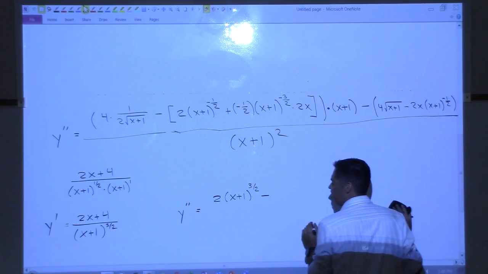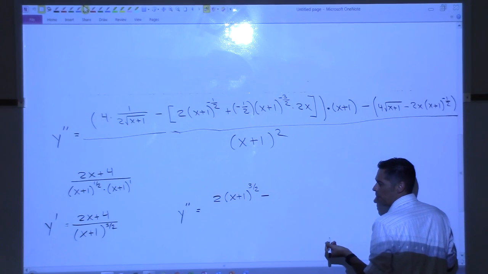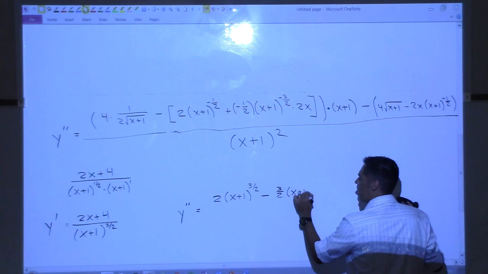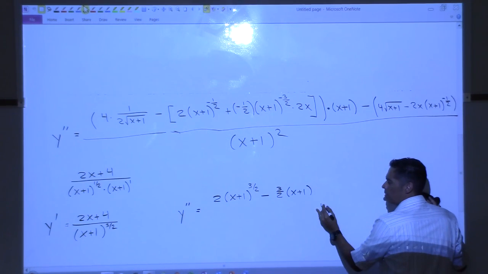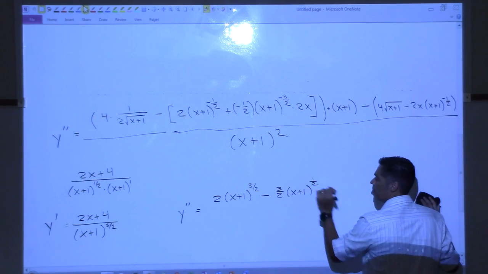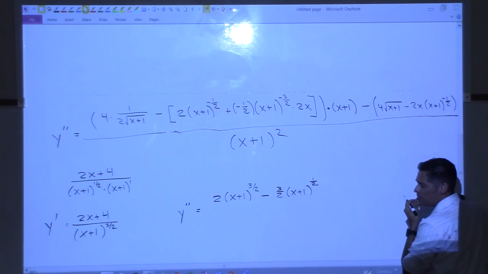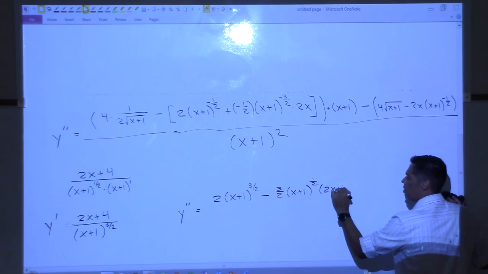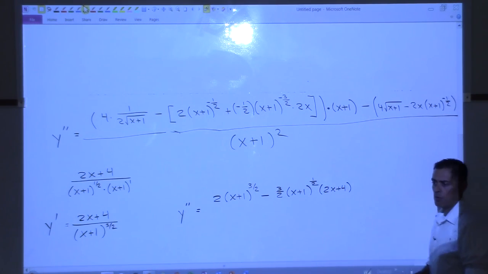Okay, minus derivative of the bottom is a little bit messy, right? You're going to bring the 3 halves out. You're going to have x plus 1 to what power? You're subtracting 1 from 3 halves, right? So you get a half. And then what else? Times 2x plus 4. So that's finishing off the quotient.